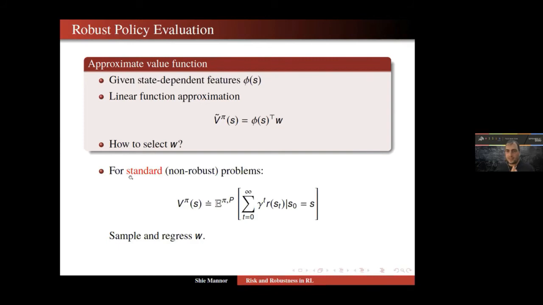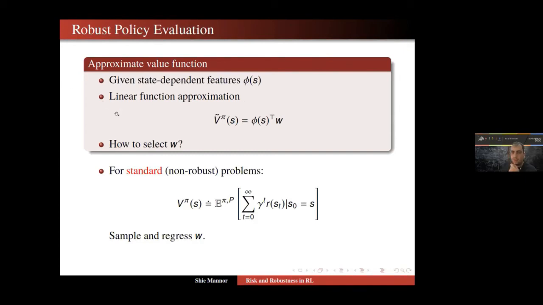So how do we do that for a standard non-robust MDP? We take the value V pi of S, and we write it as the expectation. We want to approximate it as a linear function of W. So we're actually going to sample many trajectories, say, a thousand, ten thousand, a million trajectories. And then I'm going to regress with respect to W, because I have an estimation of the expectation. I have a phi of S, which is fixed and known. And so all I need to do is regress for W. So this looks easy enough.